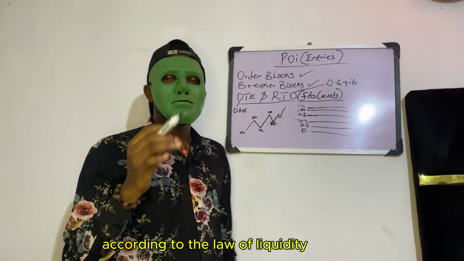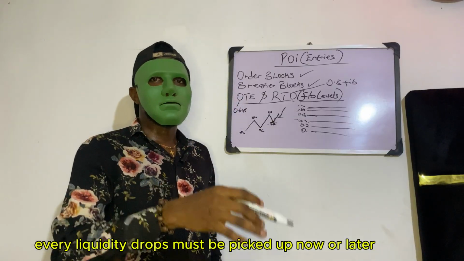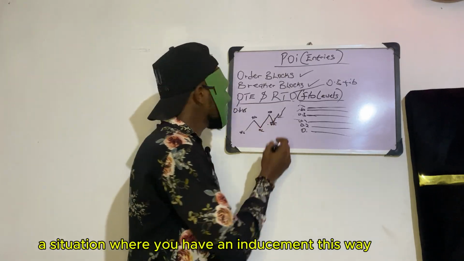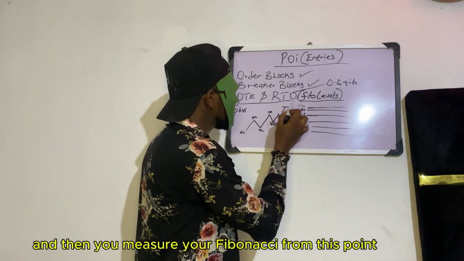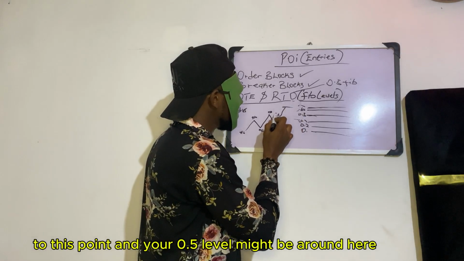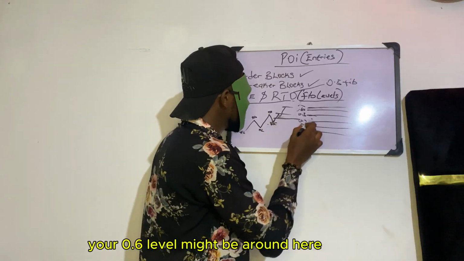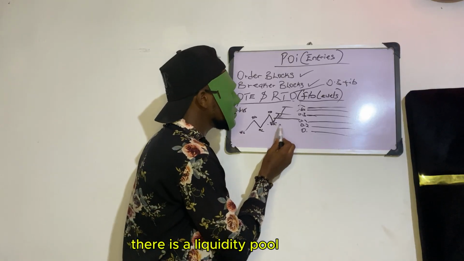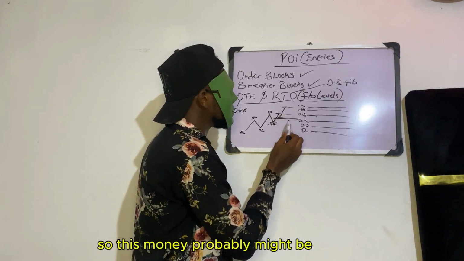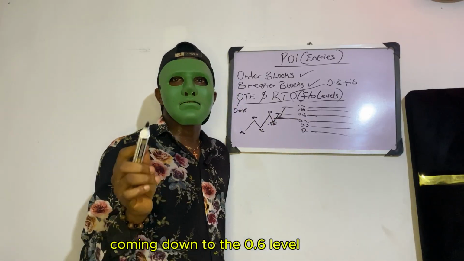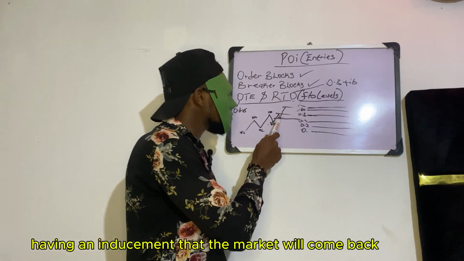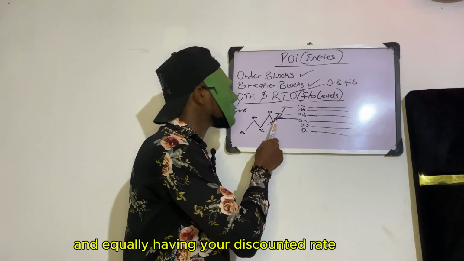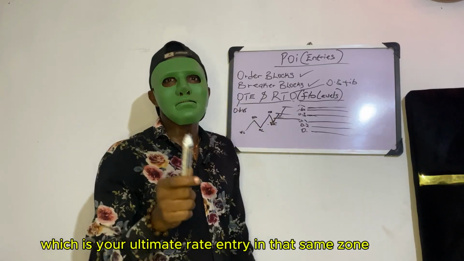And remember, according to the law of liquidity, every liquidity drop must be picked up now or later, it must be filled. Now, in a situation where you have an inducement this way, and then you measure your Fibonacci from this point to this point, your 0.5 level might be around there, your 0.6 level might be around there. This inducement is giving you an indication that there is a liquidity pool around there. Money was dropped around there, so this money probably might be coming down to the 0.6 level. Having an inducement is already a confirmation that the market will come back to pick up before proceeding with the trend, and equally having your discounted rate, which is your optimal trade entry, in that same zone.